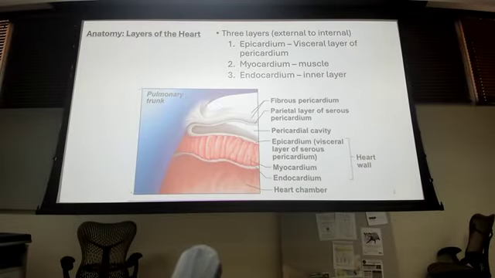Then we talked about the layers of the heart, how you have the epicardium, which is contiguous with the visceral layer of the pericardium, so they're one and the same. Then you have the myocardium, which is your muscle layer, and then the endocardium, which is the innermost layer.